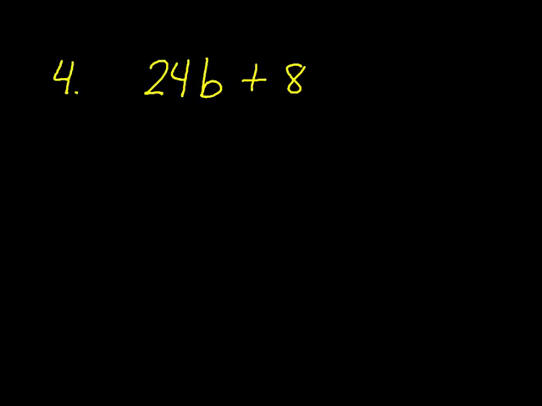Number 4, 24b plus 8. So how can we use the GCF and the distributive property to rewrite the expression in problem 4? First, let's expand each term. 24 would be 2 times 2 times 2 times 3 times b, and the 8 expanded would be 2 times 2 times 2.